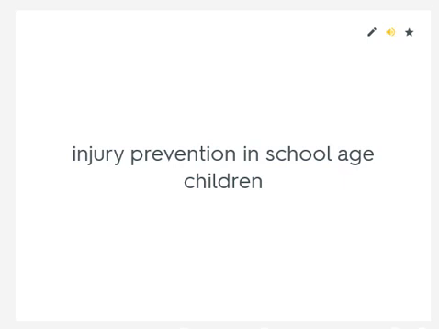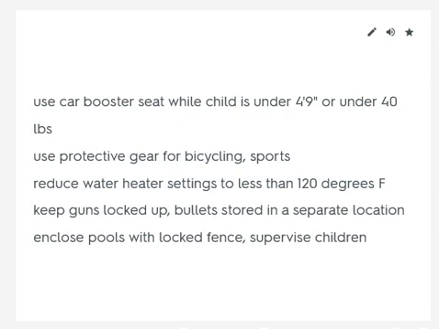Injury prevention in school-age children. Use car booster seat while child is under 9 years or under 40 pounds. Use protective gear for bicycling, sports. Reduce water heater settings to less than 120 degrees Fahrenheit. Keep guns locked up. Bullets stored in a separate location. Enclosed pools with locked fence. Supervise children.